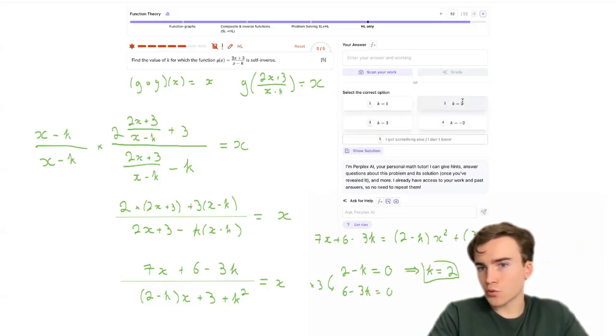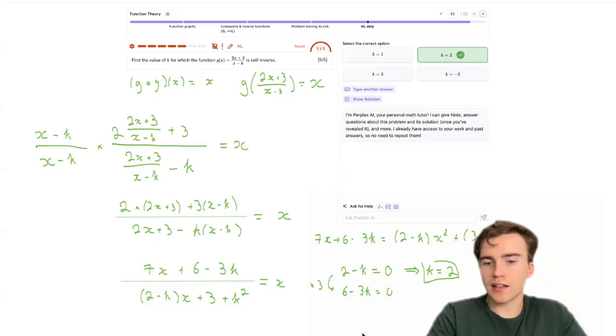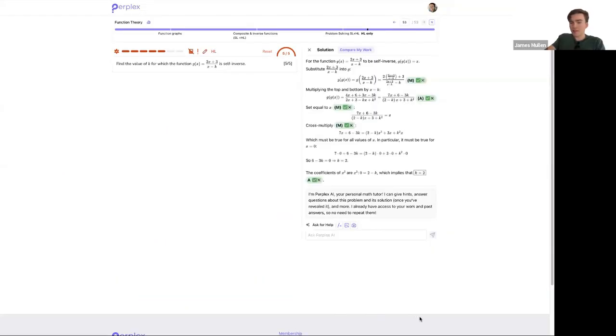Let's check that against the multiple choice. k equals 2 is the answer. Nice. Okay, so that was the last problem.